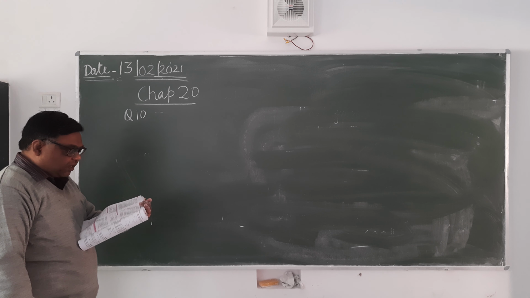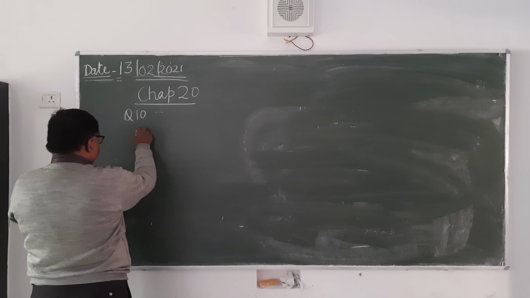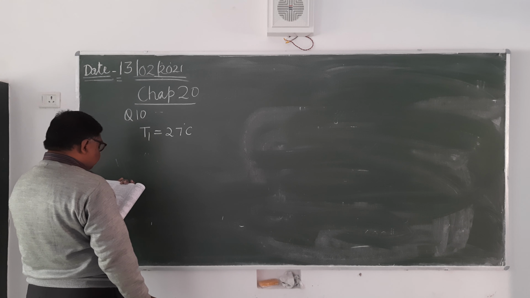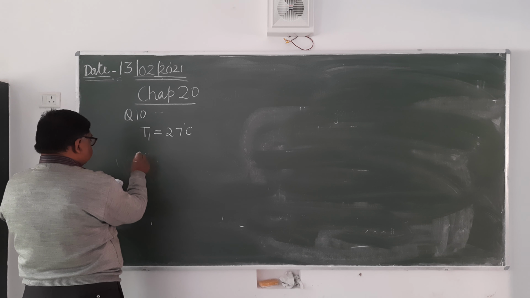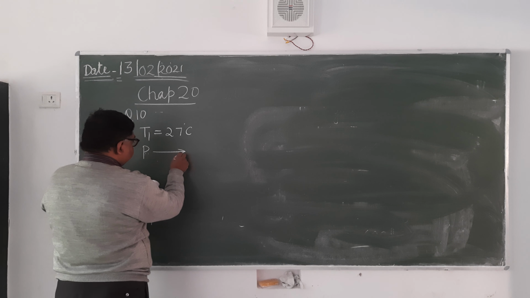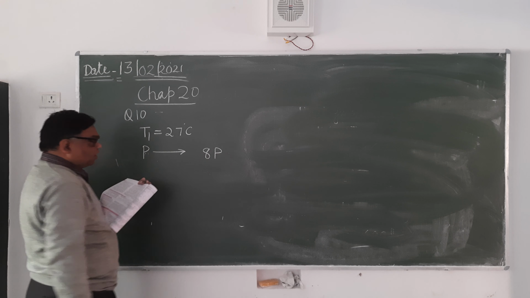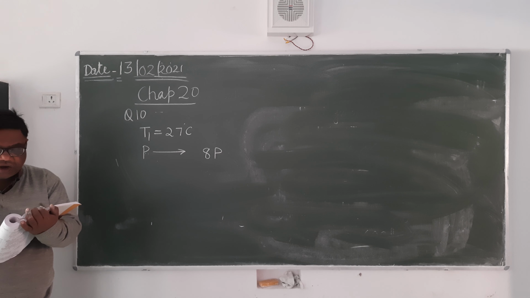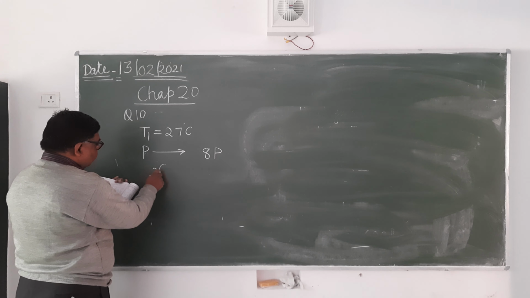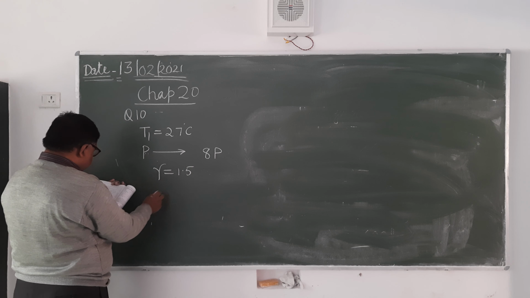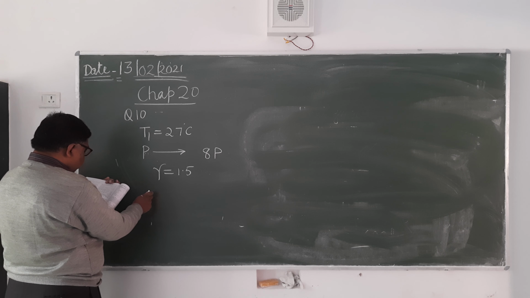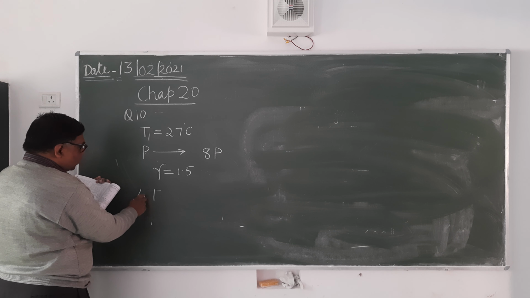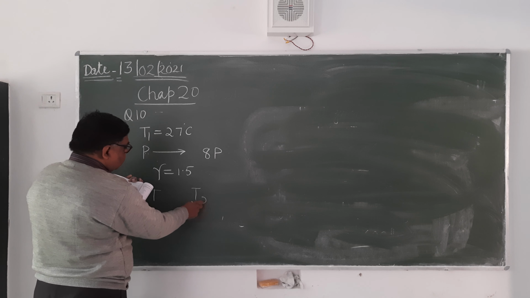You can see here a gas whose initial temperature T1 equals 27 degrees Celsius is compressed adiabatically to 8 times its initial pressure, means its pressure is changed adiabatically from P to 8P. Gamma is given 1.5. You have to find the rise in temperature, that is final temperature minus initial. So first you find out T2.